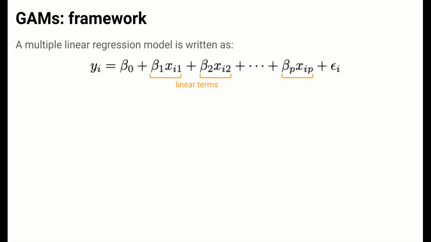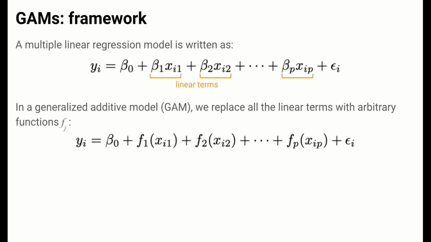The framework for how a generalized additive model, a GAM, is expressed follows directly from how a multiple linear regression model is expressed. A multiple linear regression model is expressed as a sum of linear terms for each predictor. A GAM is expressed as a sum of arbitrary functions of each predictor. An analyst's desire to model the data with a GAM, rather than with a linear regression model, is the desire to account for possible nonlinear relationships between each predictor and the outcome, rather than assuming linear relationships across the board.